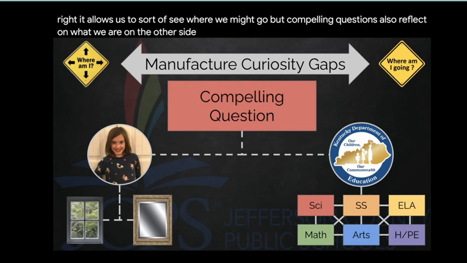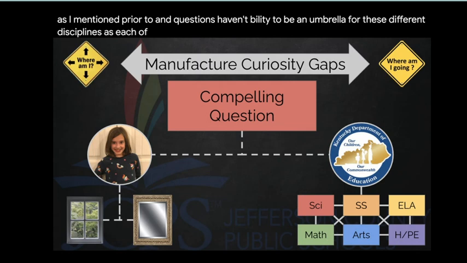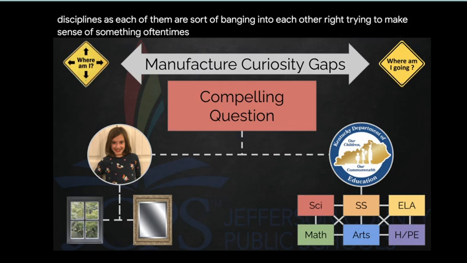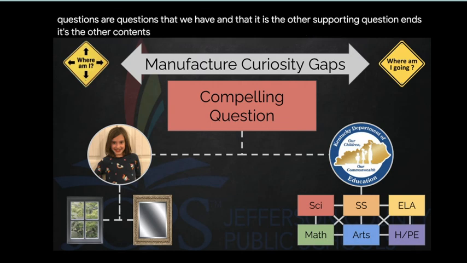On the other side of this, the second element are the standards. As I mentioned prior, questions have an ability to be an umbrella for these different disciplines, as each of them are sort of banging into each other, right, trying to make sense of something. Oftentimes, we do not think in terms of silos. Compelling questions are questions that we have, and it is the other supporting questions, the other contents, that provide us different ways of understanding that larger question.